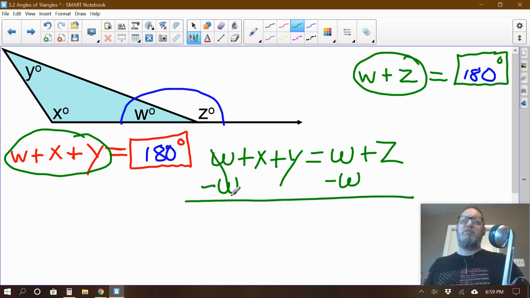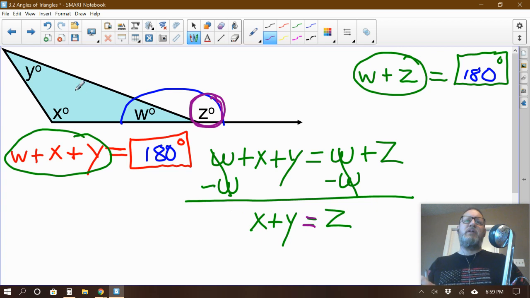Okay, well, these w's cancel out. And we have x plus y equals z. All right, let me show you what I was driving at here. So this exterior angle that we were talking about earlier is equal to these two angles.